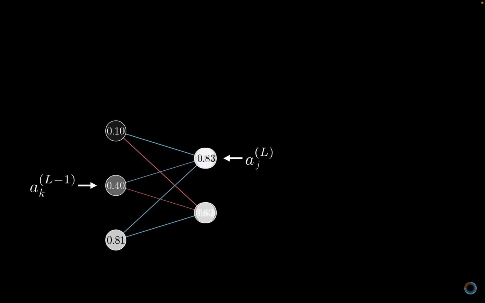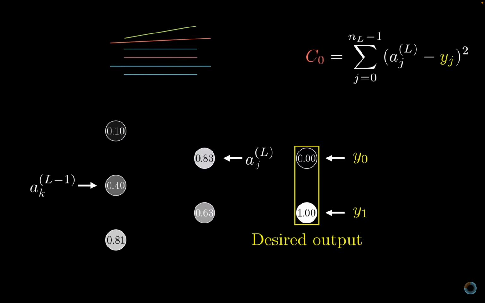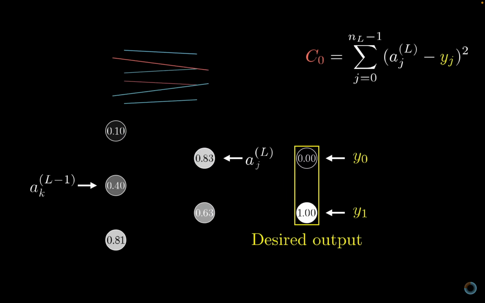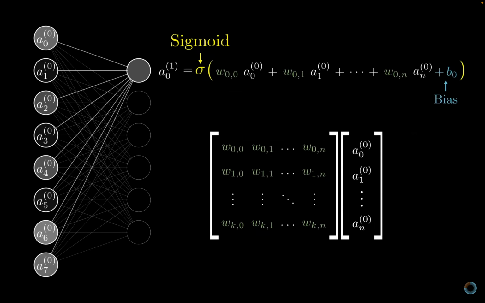For the cost, again, we look at what the desired output is, but this time we add up the squares of the differences between these last layer activations and the desired output. That is, you take a sum over ALJ minus YJ squared. Since there's a lot more weights, each one has to have a couple more indices to keep track of where it is. So let's call the weight of the edge connecting this kth neuron to the jth neuron WLJK. Those indices might feel a little backwards at first, but it lines up with how you'd index the weight matrix that I talked about in the part 1 video.